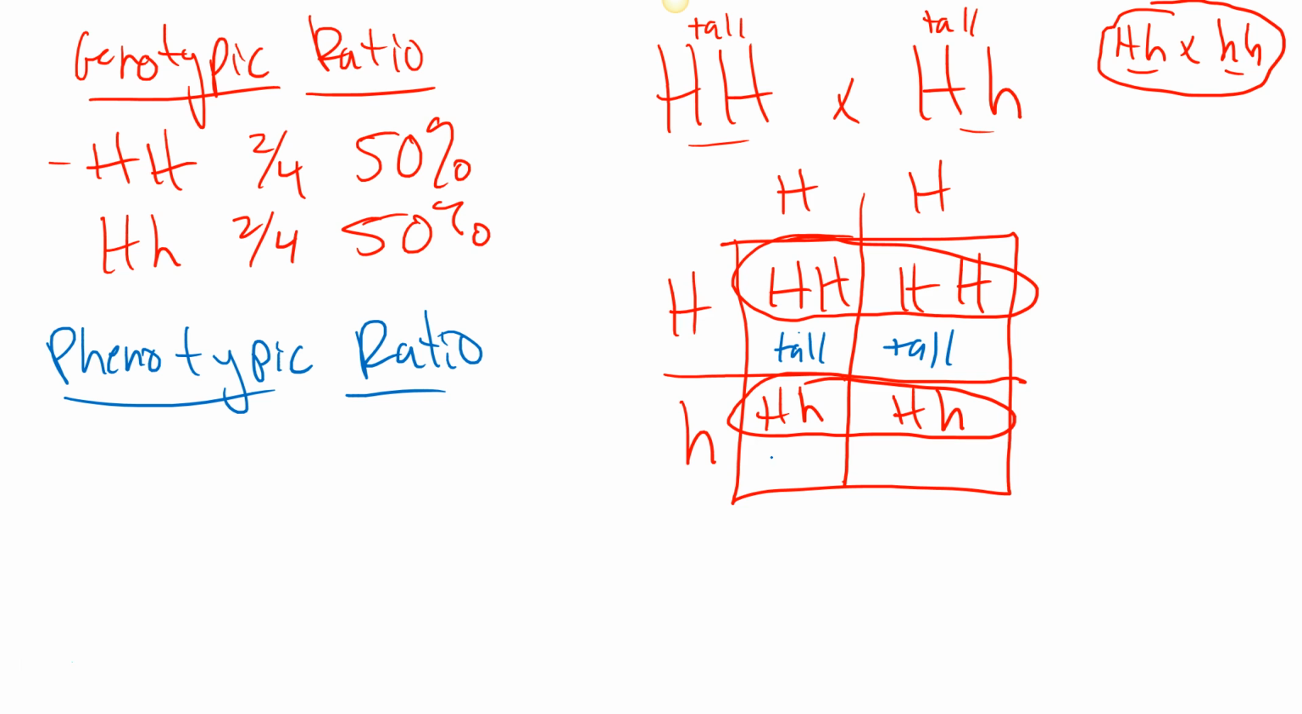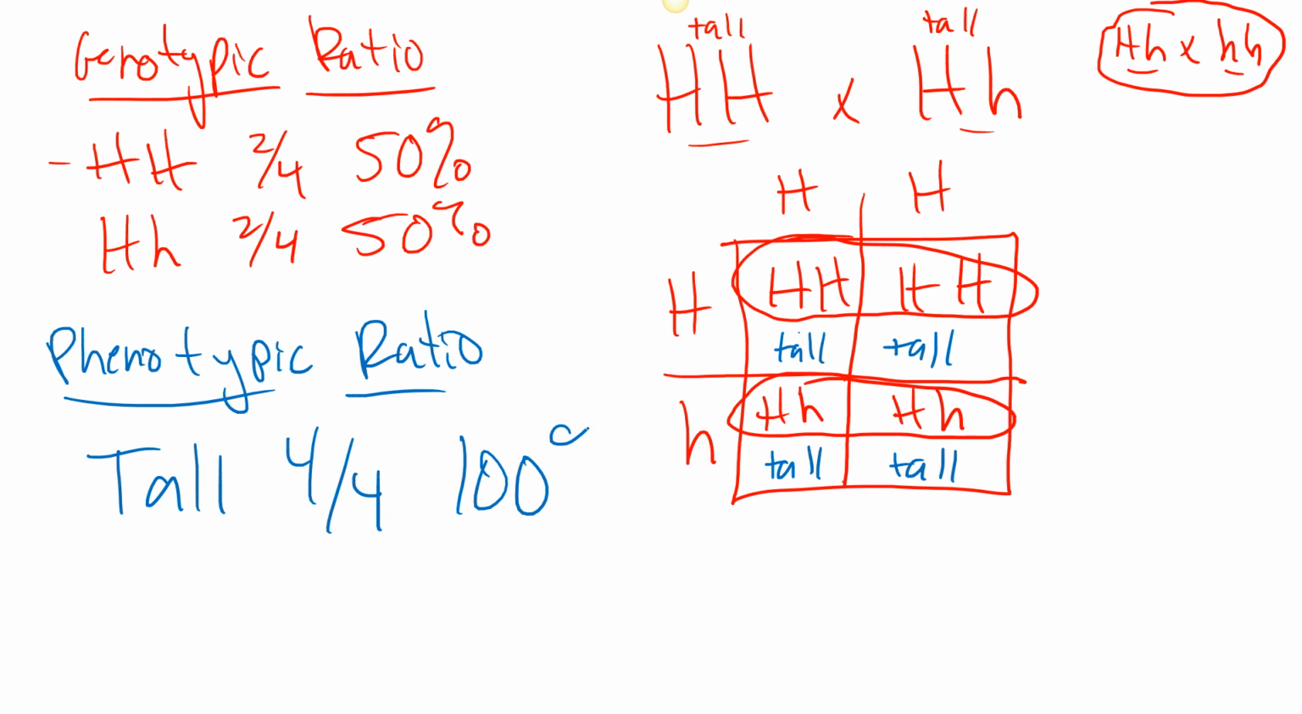Keep your questions at the end. Those should all be T's, but whatever. You guys are smart enough to figure that out. Hold on. Shh. I'm screencasting, so be quiet. So these are all tall. Now, there's only one phenotype, tall. 4 out of 4, 100%.